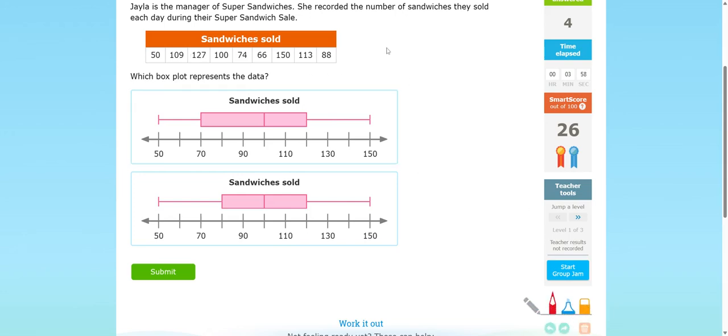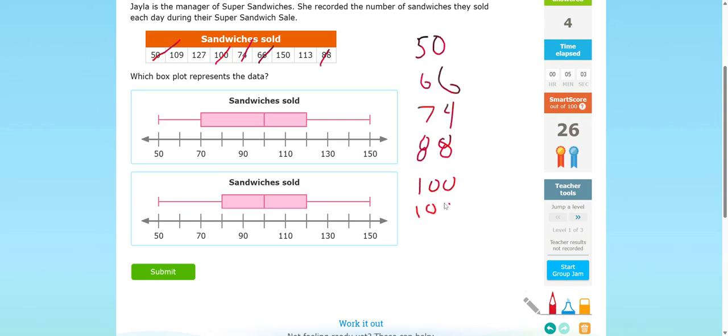Let's put this in order here. 50, and then we have 66, 50, 66, and then 74, and 88, 88, and then there's 100, and then we have 113, 100 and, let's see, 109 is next, I think. 109 was after that, and then a 113, and then a 127, and then a 150, and then a 150.